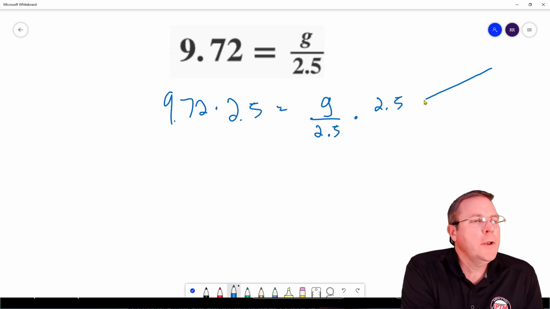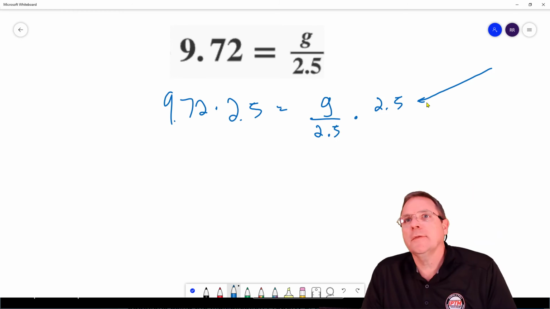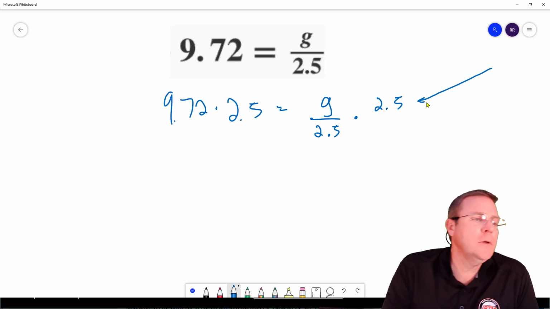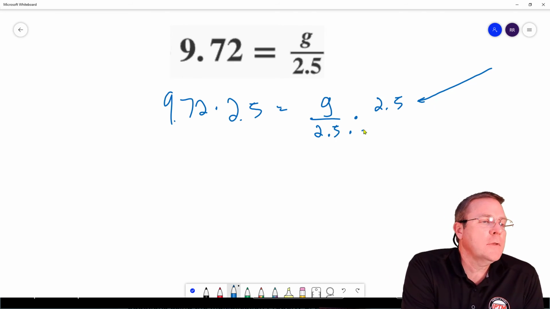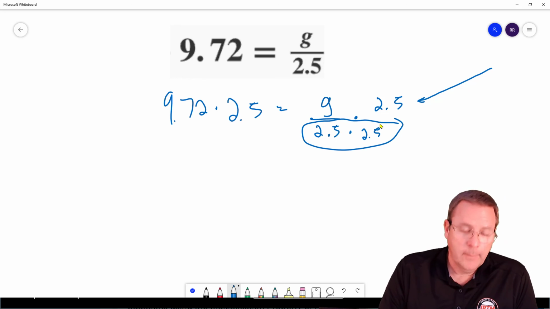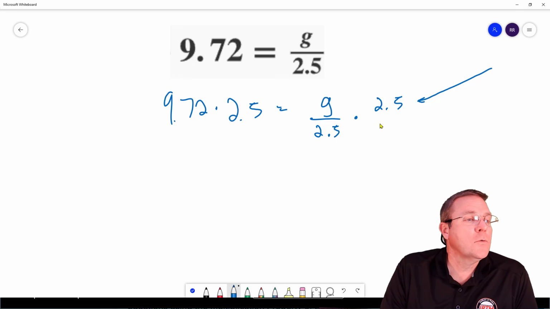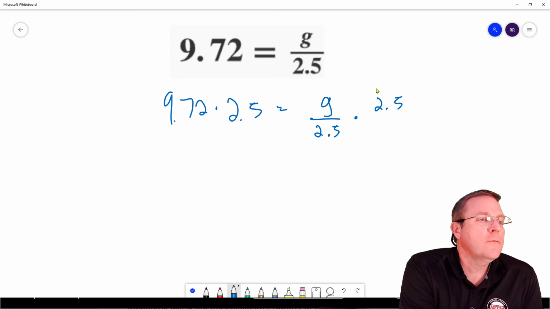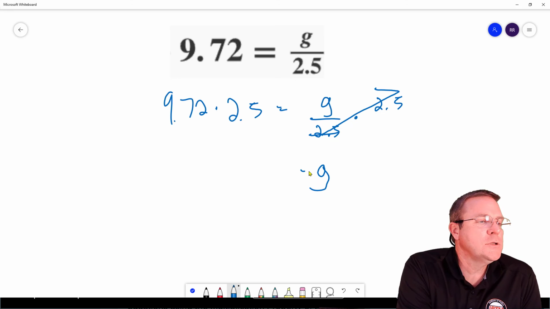Now I do want to point out that 2.5 is in the top. You need to have it in the top or at least in the middle. If you end up doing this times 2.5 on the bottom where it's in line with that, I'm going to have to take points off, because that is not the proper way to show your work. So from here I can say that 2.5 divided by 2.5 is 1. And 1 times g is g.